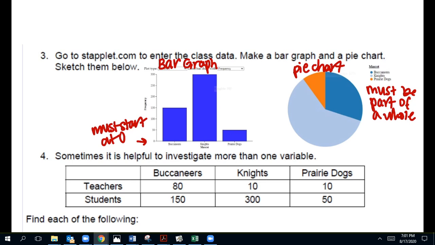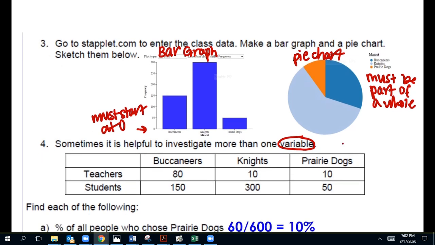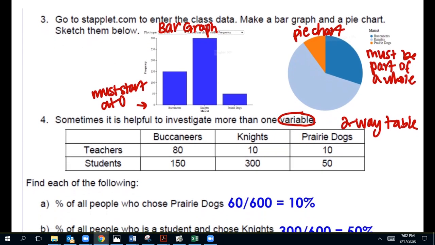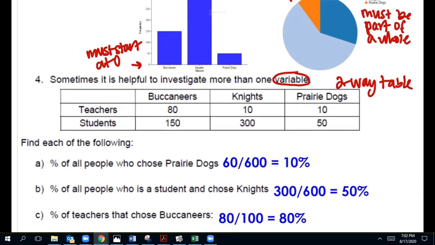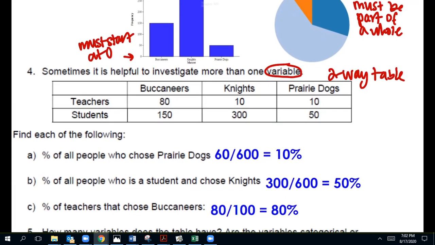Okay, so here we have more than one variable. We have teachers versus students is one variable, type of person, and then mascot is still our other variable. And so this is called a two-way table. And we can label this other one as a one-way table. One variable. Here we have two variables. And so you see them cross. These are still counts. Each of these still represent a person that is a student and likes prairie dogs. For example, 50 people were students that liked prairie dogs.